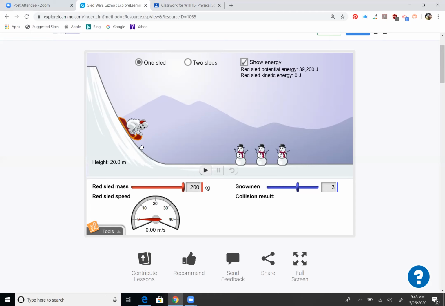All right, so compare the potential energy of a 100 kilogram sled at the same height to a 200 kilogram sled. If I leave them at 20 meters, it goes to 19,600, and then we go back to the 200. So same thing happens. Doubling the mass will double the potential energy.